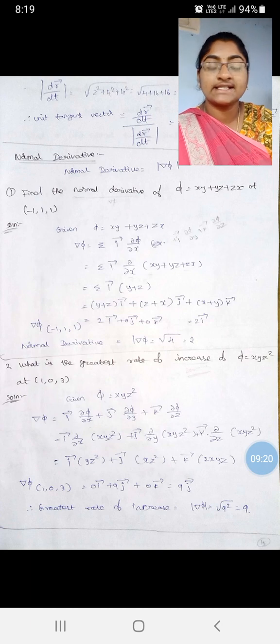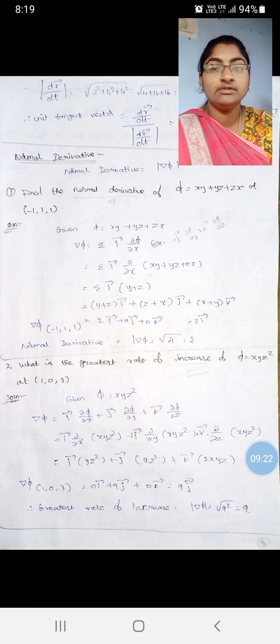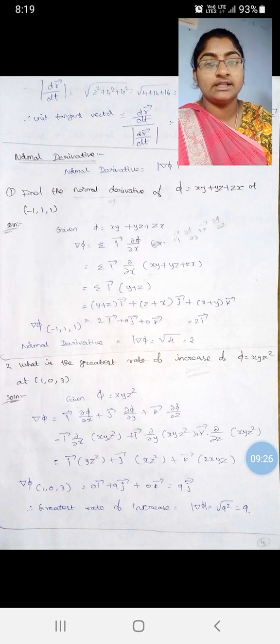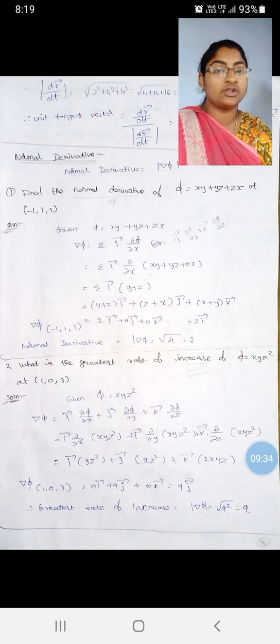We are moving to the next topic, that is normal derivative. The formula for the normal derivative is modulus del phi. Similarly, in the question they will give the phi value. For that we have to find del phi, then we have to find modulus del phi. That's it for normal derivative.